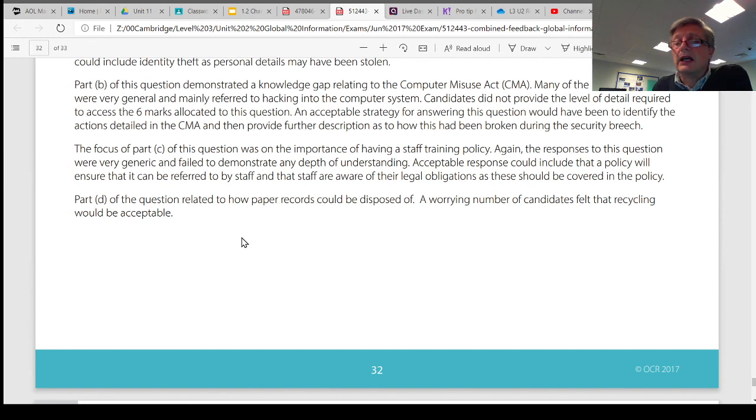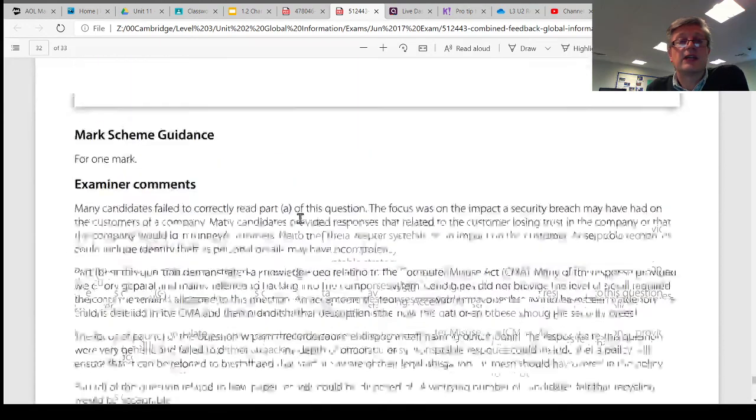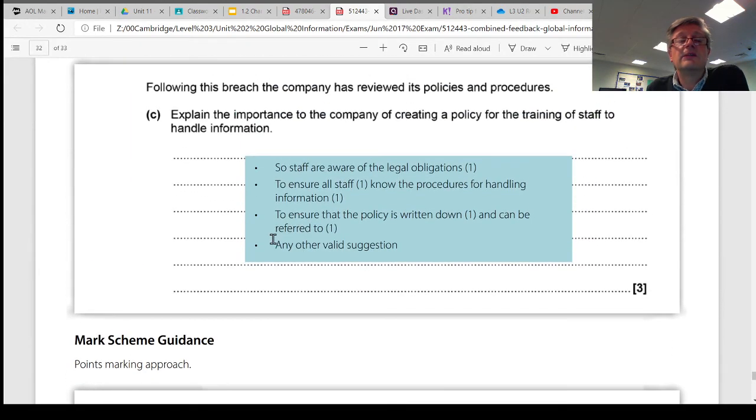So basically, the message from the examiner here is that you need to be familiar with what policies are and the kind of things that are likely to be in policies. And your answers, again, as with the previous question, need to specifically relate to the context within the question.